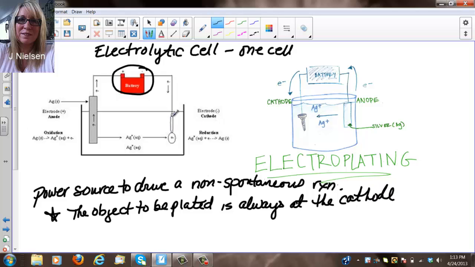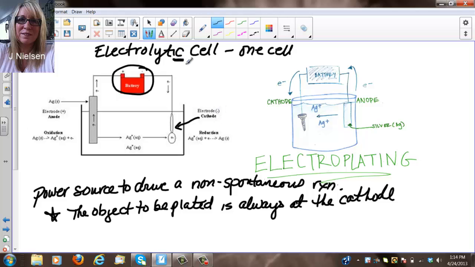So in this diagram we have a spoon. It could be a ring. It could be an earring. It could be a necklace. Okay. Here we have a spoon, and we're going to silver plate it. You've heard of silverware, where they take silver and they plate it on top of a stronger metal. So because the object is at this side, we automatically know that that is the cathode. And in an electrolytic cell, the cathode is negative.